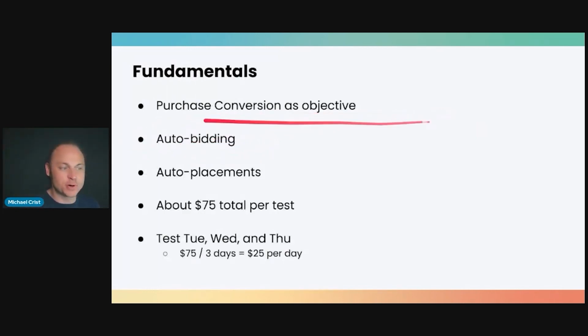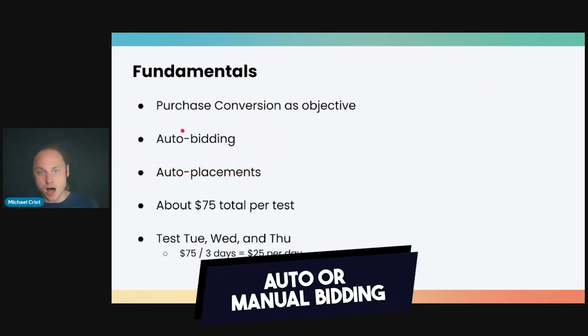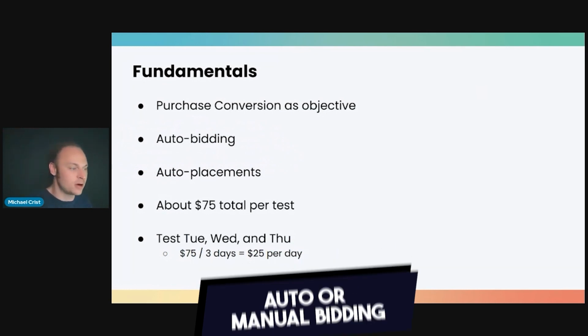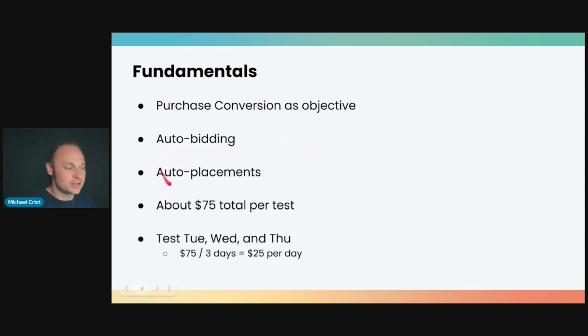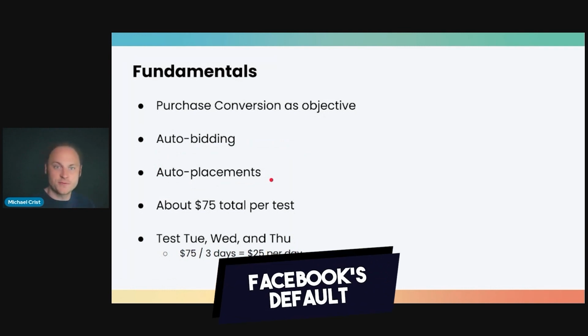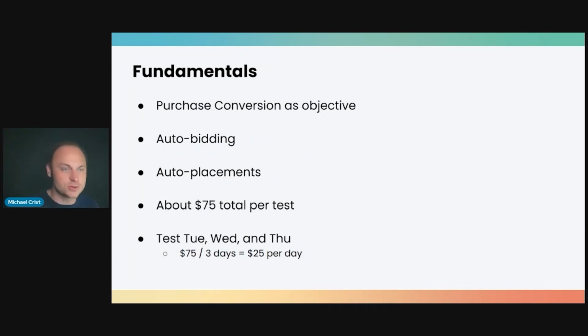We always want to use the purchase conversion objective for the methods I'm about to show you. There may be some other methods out there that utilize other objectives, but we like to use the purchase conversion objective. We're always going to use auto bidding. This is Facebook's default. You can choose between auto and manual bidding, but we always leave it in auto bidding when we're doing our testing. We also like to use auto placements when we're testing. Again, this is Facebook's default. You shouldn't have to change anything.